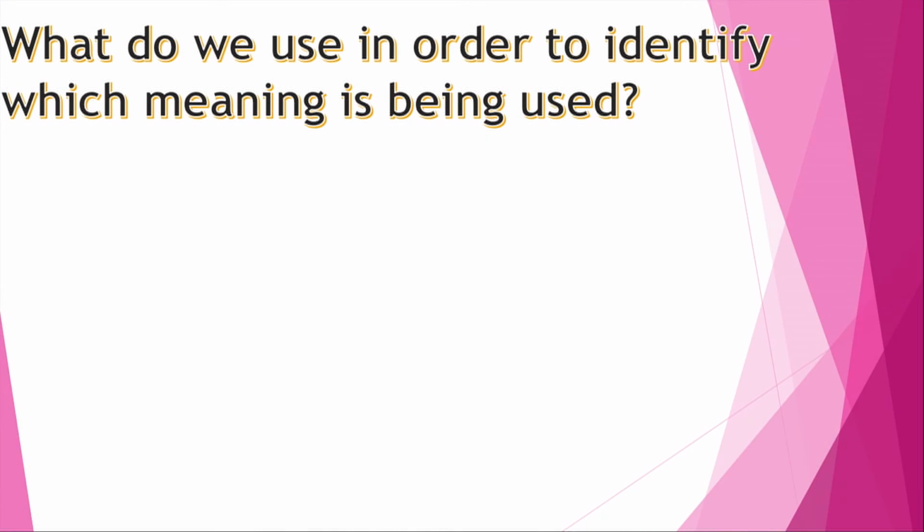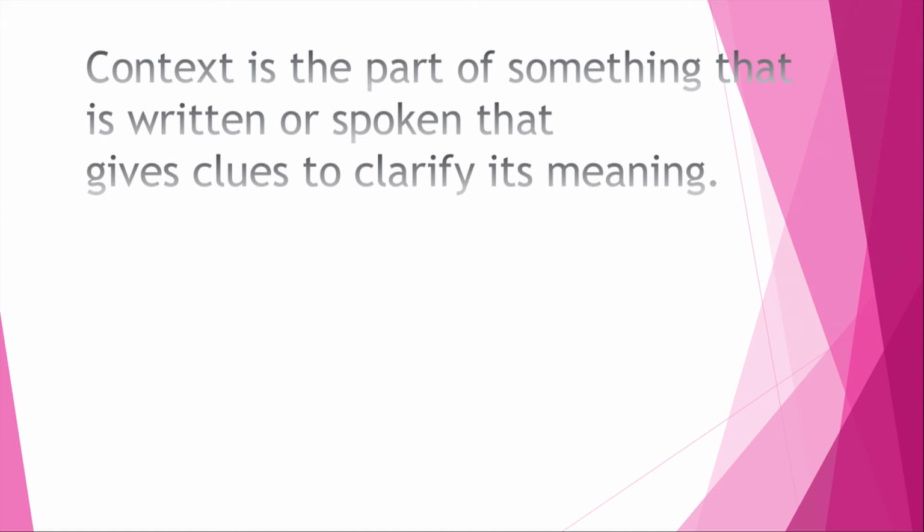Right. So what do we use in order to identify which meaning is actually being referred to by the reader? In order to do that, we use a thing called context. Context is the part of something that is written or spoken that gives clues to clarify its meaning. So if you have something written down and there's a part of it that might be unsure to you, context can help you figure out the meaning they're talking about.